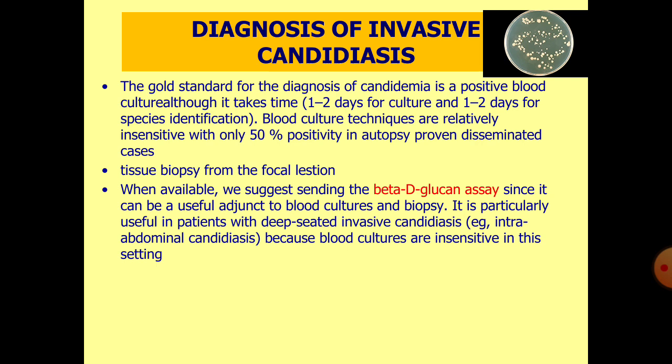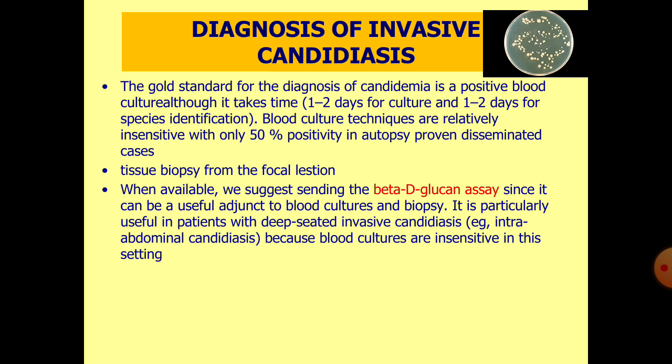Again, if we have skin involvement, we may take a tissue biopsy from it, or from any focal lesion that can be identified. And now we have what we call serology to determine if we have candida, the beta-D-glucan assay. This is not specific for candida, but still, if you have this positive test in sequential samples, it may be helpful for diagnosis of candida.